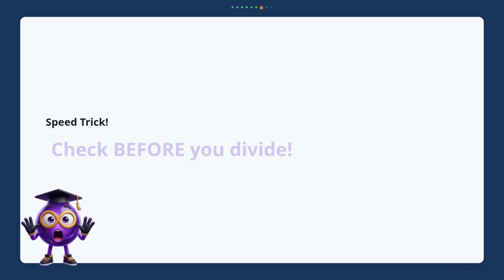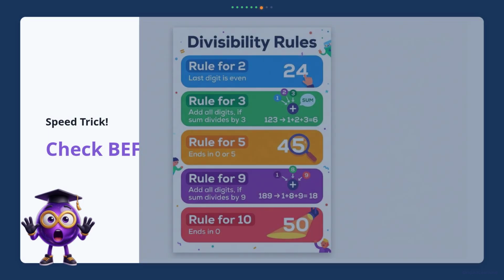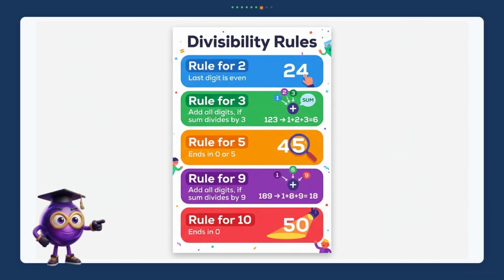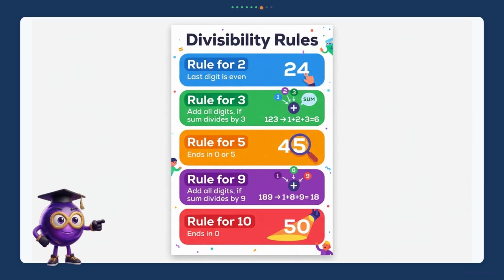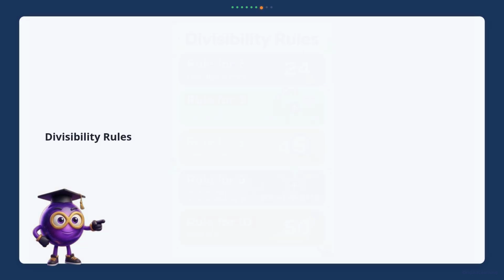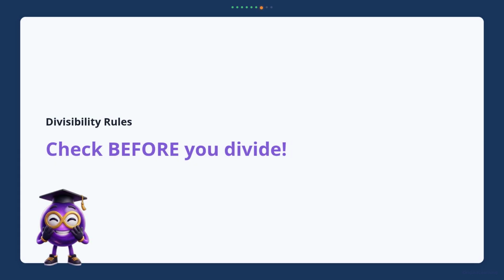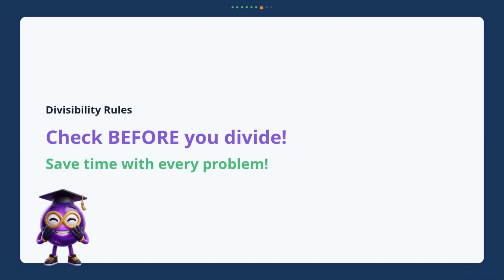Before you start long division, here is a speed trick. You can tell if a number divides evenly just by looking at it. If the last digit is even, it divides by 2. Add all the digits together. If that sum divides by 3, the whole number divides by 3. Ends in 0 or 5. Divides by 5. Ends in 0. Divides by 10. These are called divisibility rules. They save you time before you even pick up your pencil.